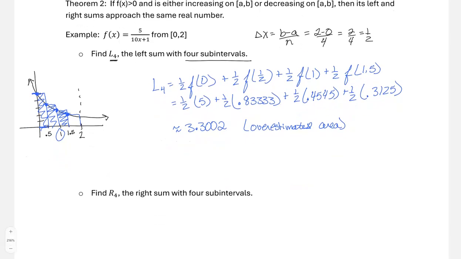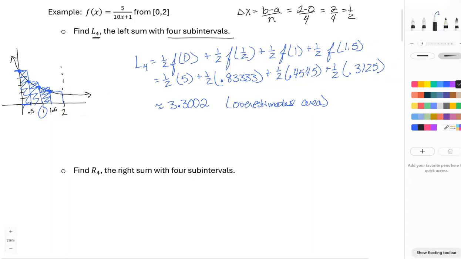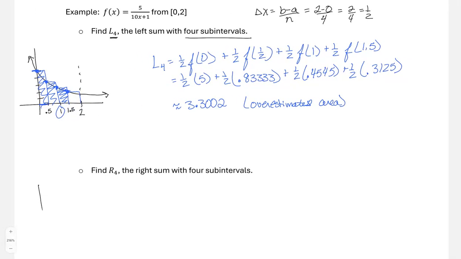So now let's look at the right sum. Same kind of concept. I'm going to redraw my picture here. Same picture. Graph crosses the y-axis at 5. I'm still looking at what's going on between 0 and 2. This is still at 1. This is still at 1/2. And then 1.5. I'm still looking at this.